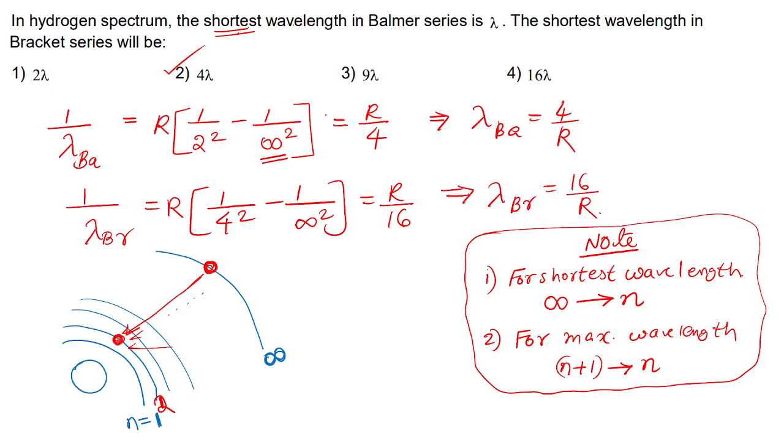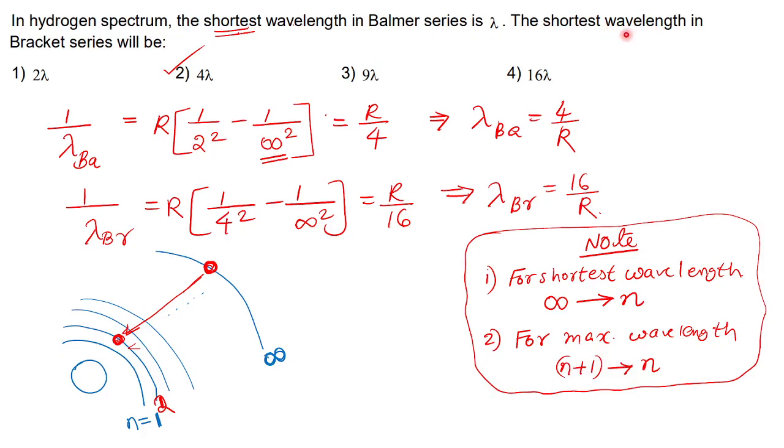For the shortest wavelength, the jumping should be done from infinity to that orbit, n equal to 2, because Balmer series means jumping to n equal to 2. And if you want the maximum wavelength of the emitted photon, the jumping should be done from the adjacent orbit. Adjacent means 3 to 2. For the maximum wavelength, the jumping should be done from 3 to 2. That is, n plus 1 to n for maximum wavelength.